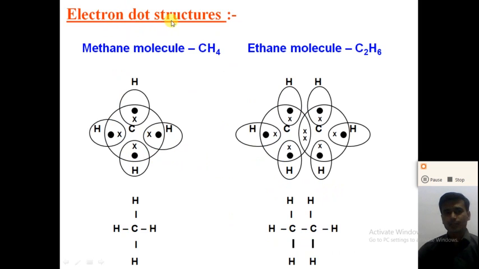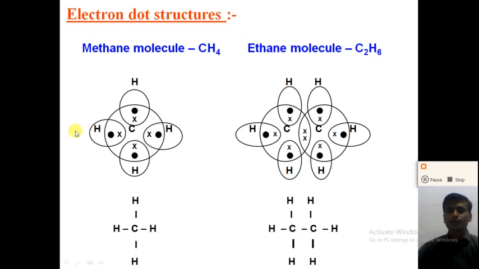So the electron dot structure of the methane molecule. The molecular formula of the methane molecule is CH4. So the carbon atom makes covalent bonds with the 4 hydrogen atoms. The 4 valence electrons of the carbon atom make covalent bonds with the valence electrons of the 4 hydrogen atoms, right? So here the cross is a valence electron of the carbon atom and the dot is a valence electron of the hydrogen atom, right? So one electron of the carbon atom and one electron of the hydrogen atom make a covalent bond, right?